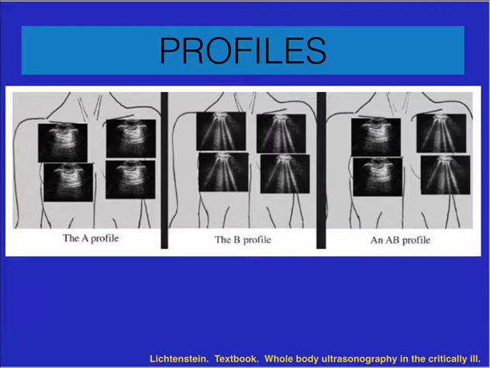So let's go to profiles. Essentially, as we develop this algorithm, we sort patients into profiles. If you see an A profile, that means that you have A lines everywhere in all lung fields evaluated, in the anterior and lateral regions. We're not talking about posterior yet, this is just anterior and lateral. If you have a B profile, you have B lines that are sliding in both lung fields, all anterior and lateral lung fields. If you have an AB profile, you have A lines on one side and B lines on another side. So just remember that for now.